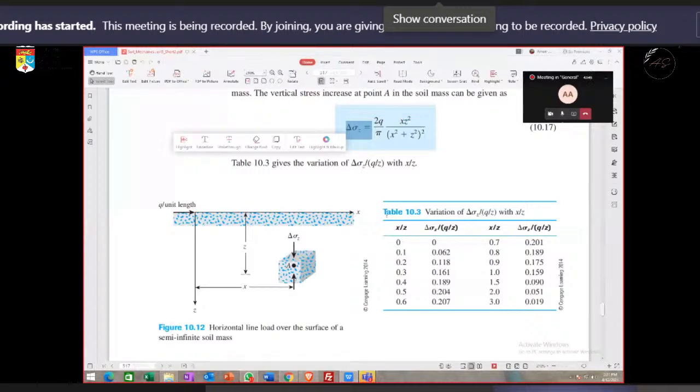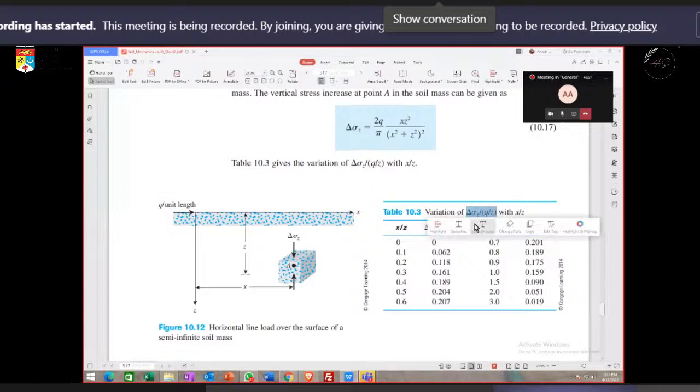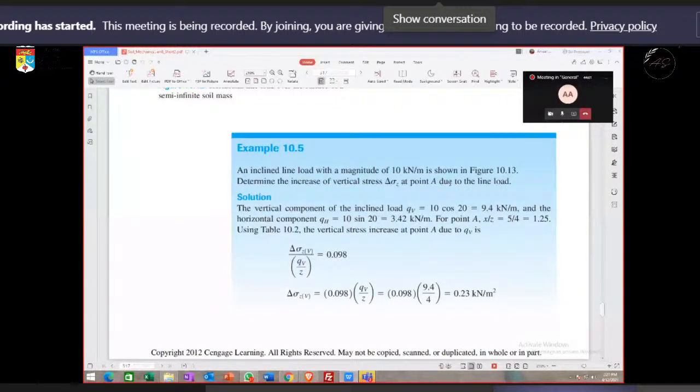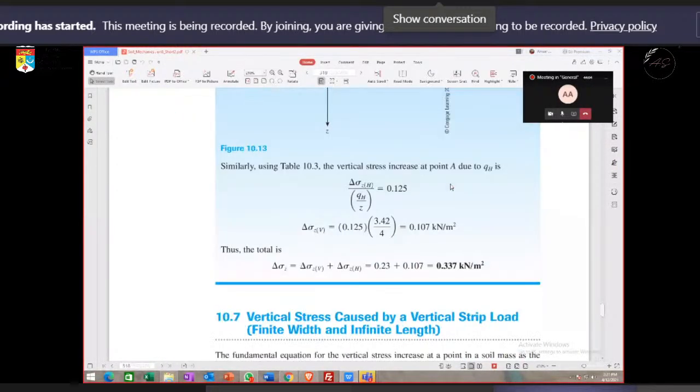So if you look at the whole chapter, it is about the same thing, where you use the equation as well as the table and figure to find the increase in stress due to various types of loading.